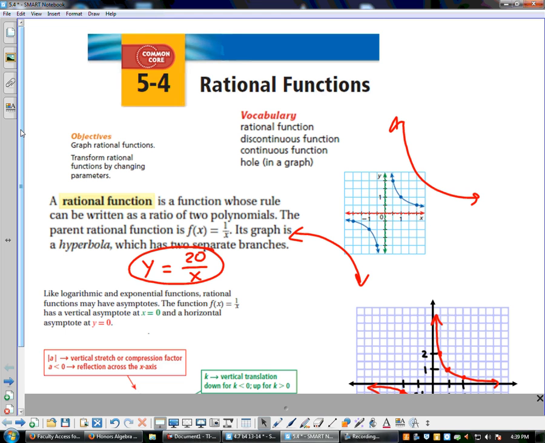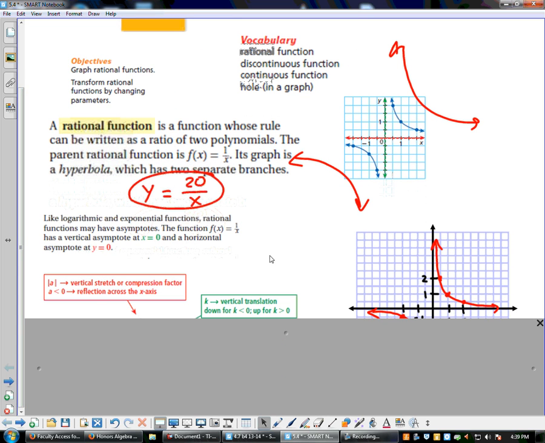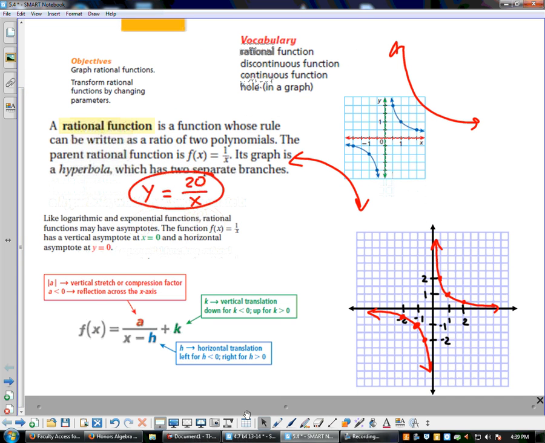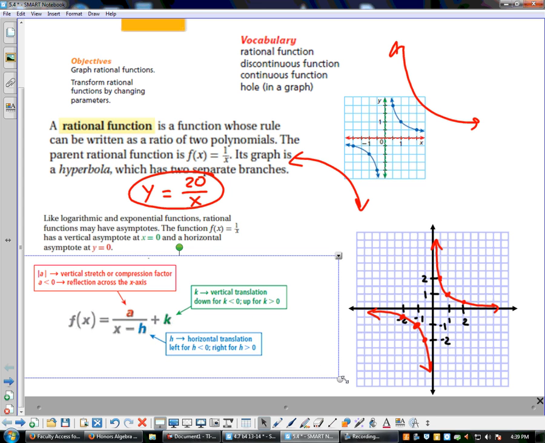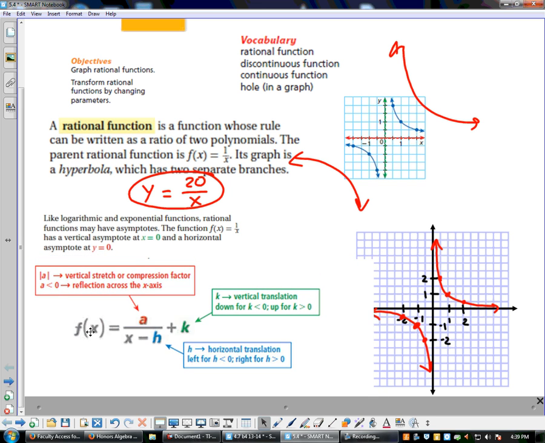Okay, so you do have some of this good information on your video notes, which will hopefully help you because there is a lot of information in this section. So let's take a look at this. First of all, you see that f of x equals a divided by x minus h plus some constant k is going to indicate the transformations that can occur to our parent function. So here was our parent function, and now we're making some transformation changes to it.